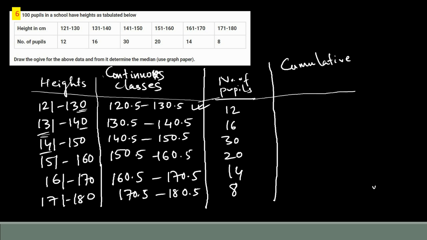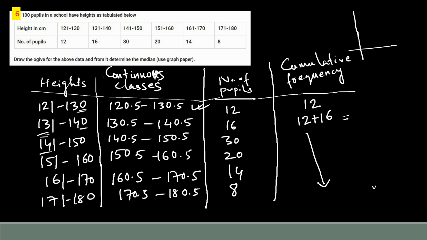Actually, the final task you have to do is the cumulative frequency. In case you want me to do it on a graph paper, please let me know. I will have to buy one graph paper and I will do it for you. So this is 12 plus 16 you will get. Like that you will do all these additions, and after that it is the same thing as how you did the ogive curve.